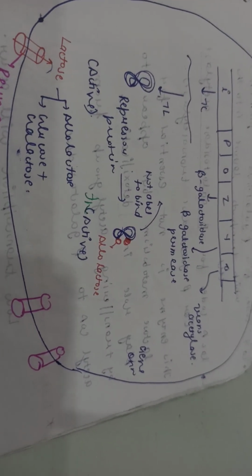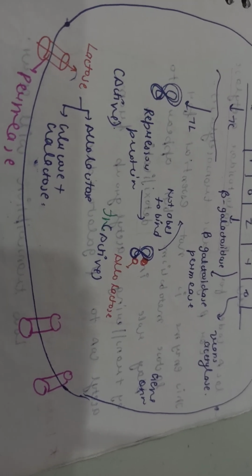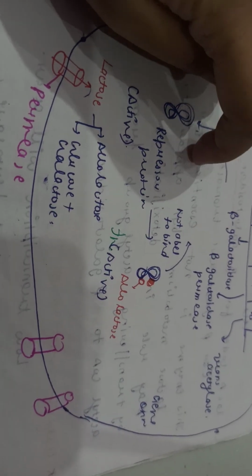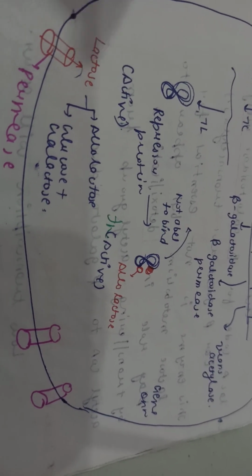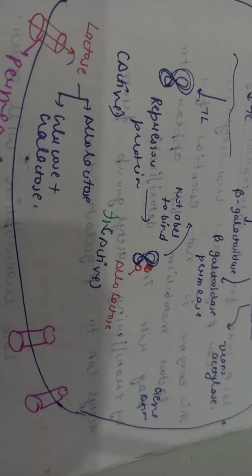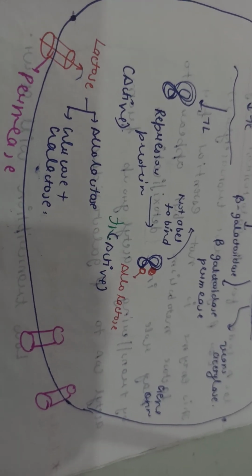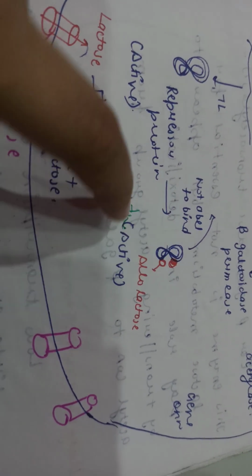Now come further. Initially in E. coli lactose was absent. But through the permeases lactose enters into the E. coli. Now the lactose will bind to the repressor protein. Because the lactose is bound to the repressor protein, it is known as allolactose. Initially the repressor protein was active. Now it will be converted into inactive.